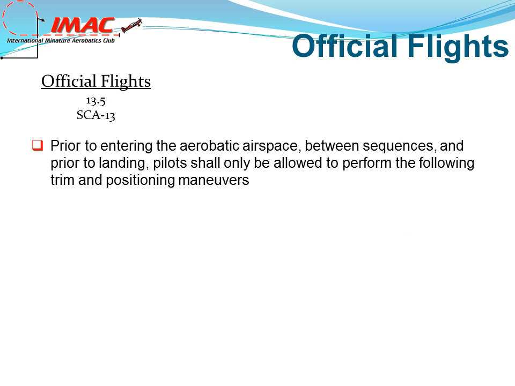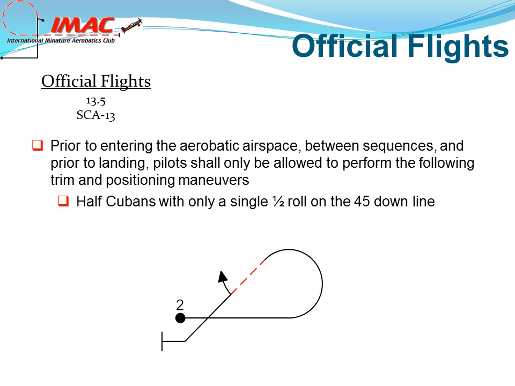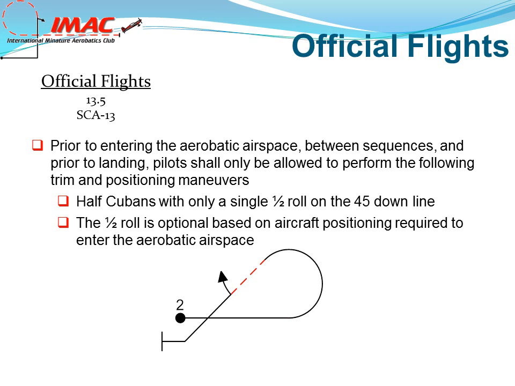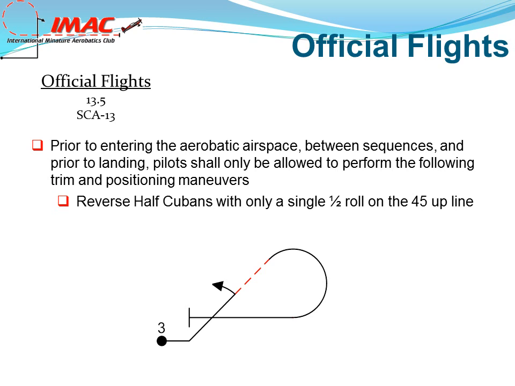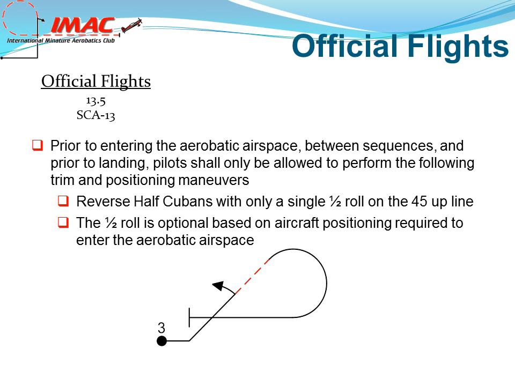Prior to entering the aerobatic airspace, between sequences, and prior to landing, pilots shall only be allowed to perform the following trim and positioning maneuvers: turns, half Cubans with only a single half roll on the 45 down line. The half roll is optional based on the aircraft positioning required to enter the aerobatic airspace. Reverse half Cuban with only a single half roll on the 45 upline. Again, the half roll is optional based on the aircraft positioning required to enter the aerobatic airspace.